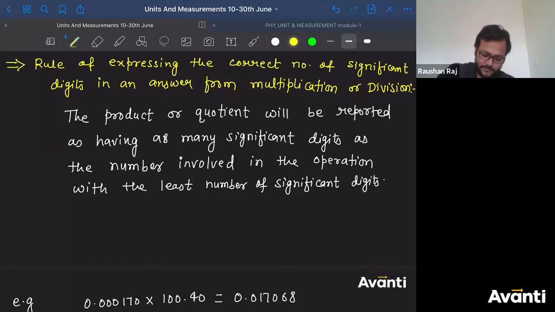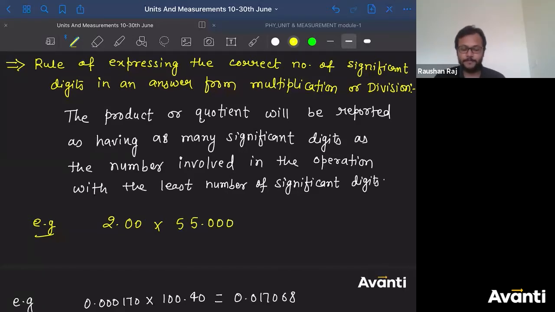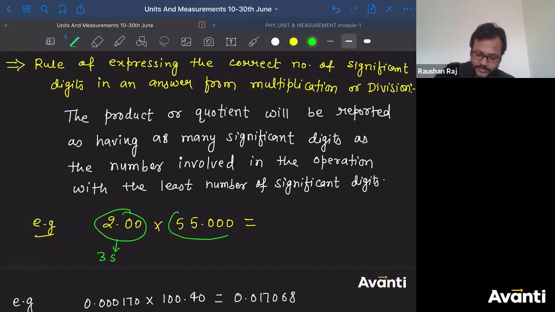So if you are multiplying, let me take an example here, 2.00 into 5.000. What will be the answer here? How many significant digits are there here? This is having 3 significant digits. This one is having 5. What should be the number of significant digits in the resultant? Resultant should have only 3 significant digits.